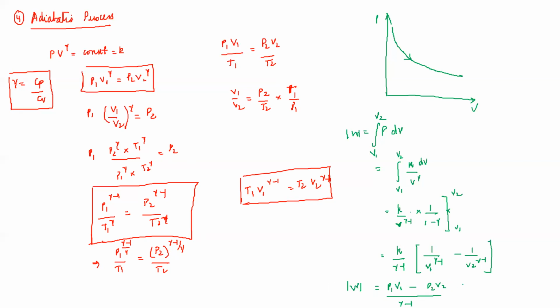That is the general formula for work done: P1 V1 minus P2 V2 upon gamma minus 1. And in place of P1 V1, we can also write nR T1 minus T2 upon gamma minus 1. So this is the general formula for work done in an adiabatic process. And since in an adiabatic process you don't have heat transfer, dq is equal to 0, that gives you du is equal to dw in an adiabatic process.